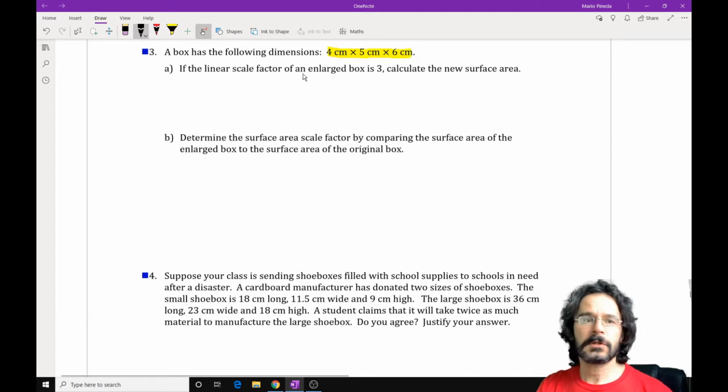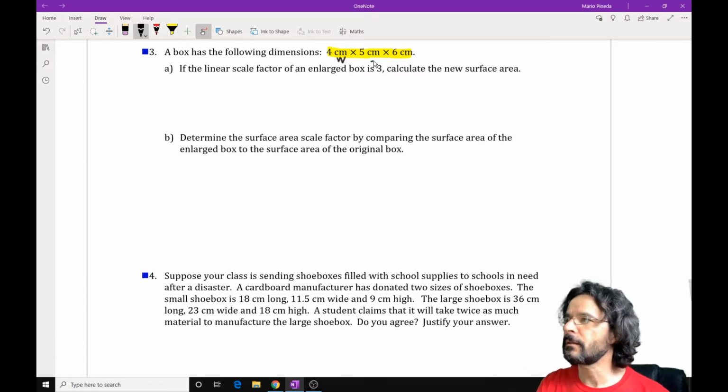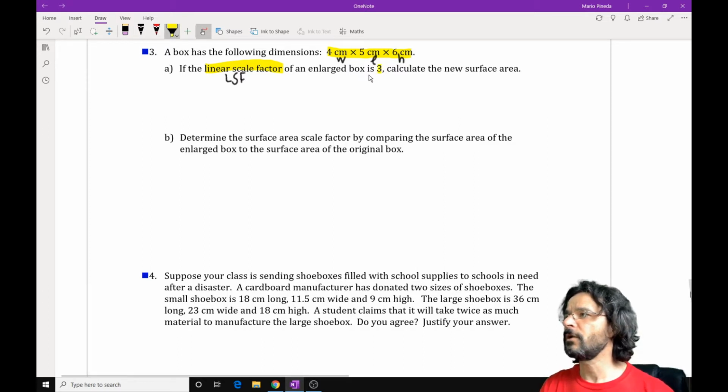And so what we can do here is label this as width, so then this is the length, and this is the height of the box. If the linear scale factor, so that's our LSF, of an enlarged box is 3, calculate the new surface area.